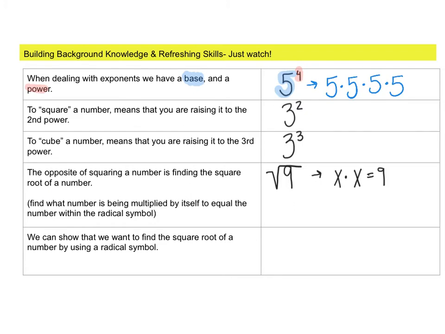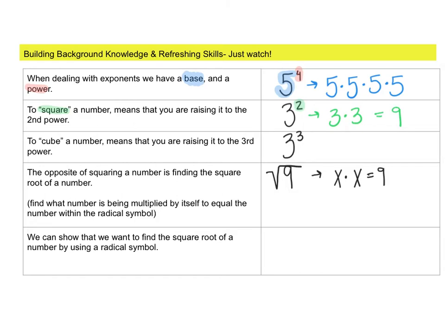When we square a number, that means that we are raising it to the second power. Okay? So this 3 is being raised to the second power, so this means when we multiply it out, 3 times itself twice, which equals 9.